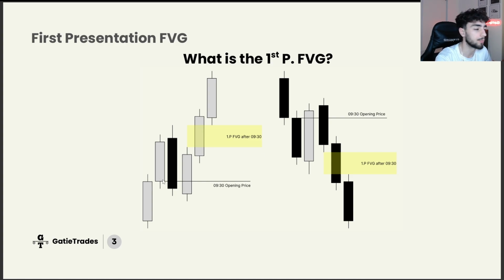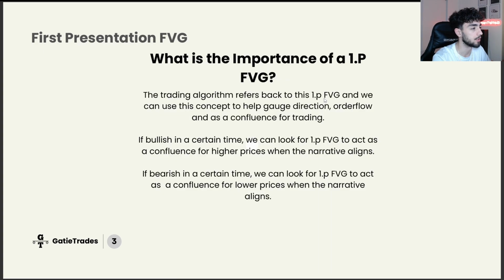So here's an example. We have 9:30 opening price right here. You can see we put in the first fair value gap after 9:30 opening price. And then in the same example right here. So just a simple diagram if you want to screenshot this for your notes or whatever.